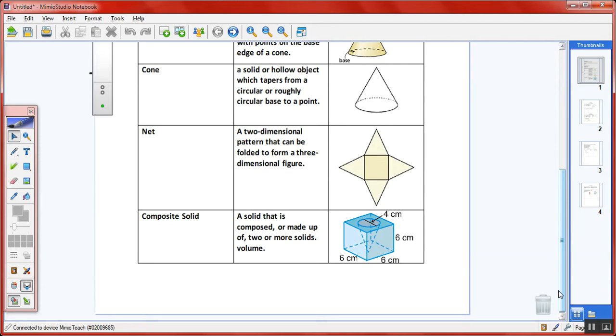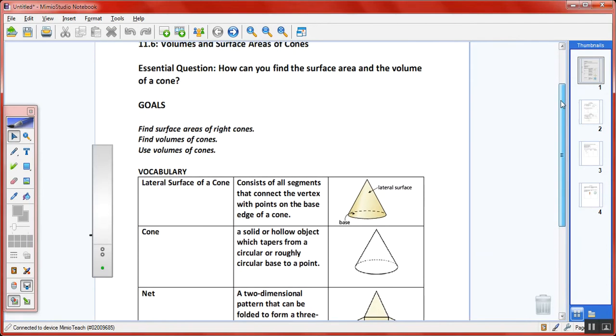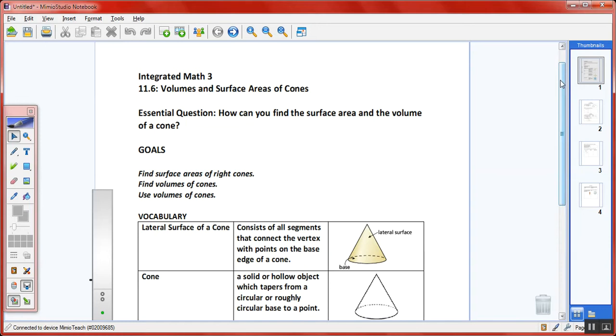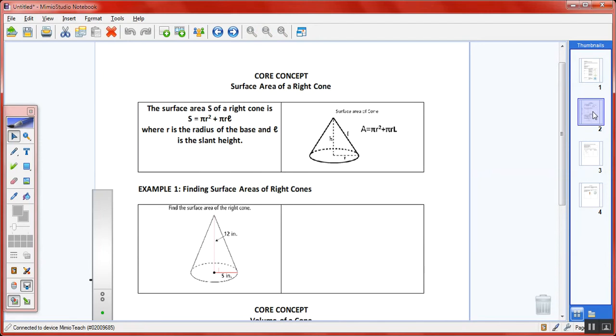But I don't think there's anything here vocab-wise that's too tough. So again, our essential question: how do we find the surface area and volume of a cone? And here are our goals today. That's really it. Not too tough today. Ready to roll? Okay, let's check this out.